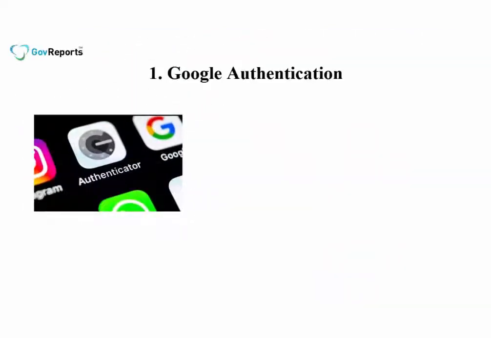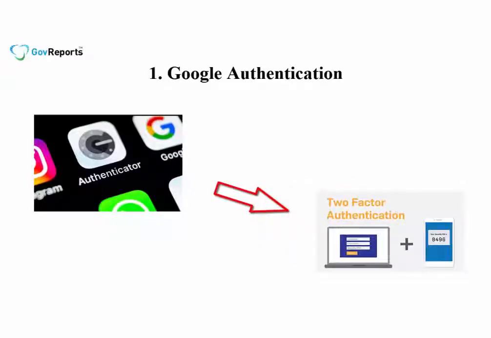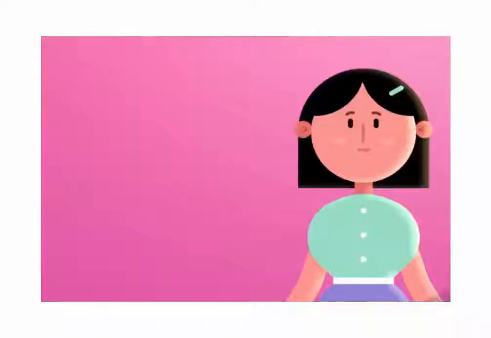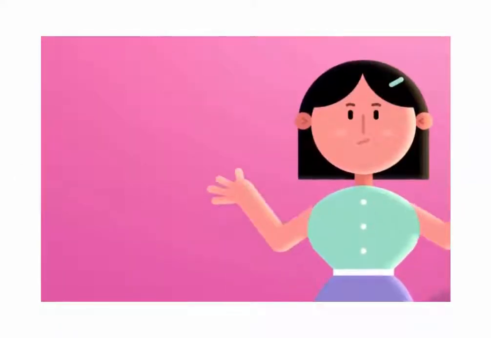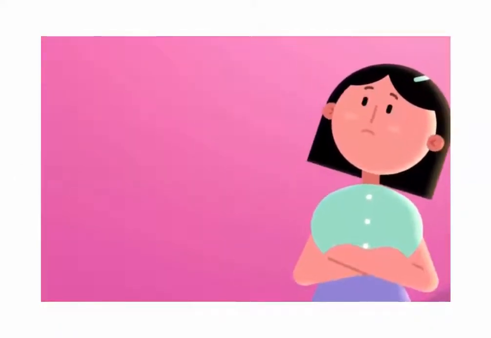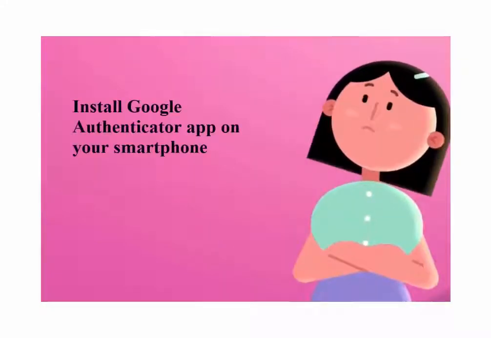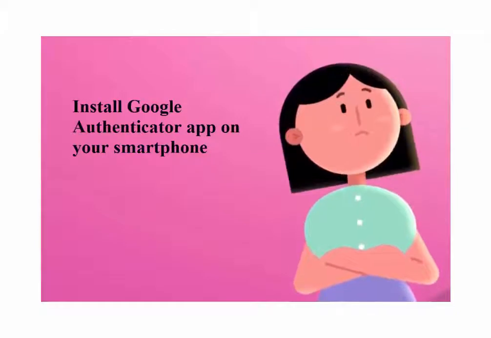Setting up Google Authenticator as an option for two-factor authentication for a secured login. This option is most reliable and preferred over third-party services such as email or text to mobile phone. For those who have not yet used Google Authenticator, to apply it on your GovReports account, you will need to install the Google Authenticator app on your smartphone, and set it up prior to use.